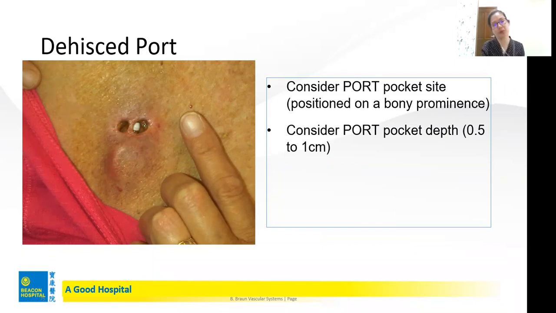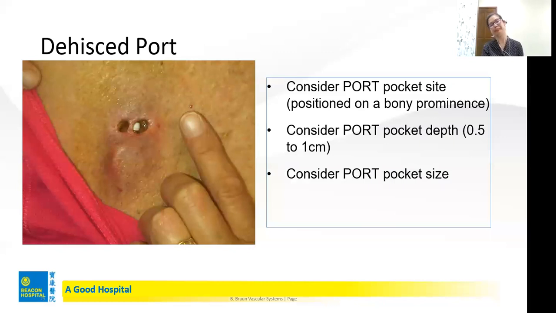You are the person who implants the port, the person who chooses the location of the port, and the pocket size. When you implant the port, the person implanting must create a pocket underneath the skin and the subcutaneous layer. So the pocket size must be appropriate, deep enough.